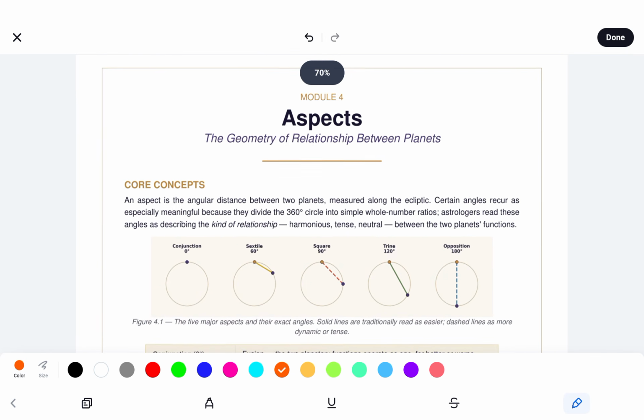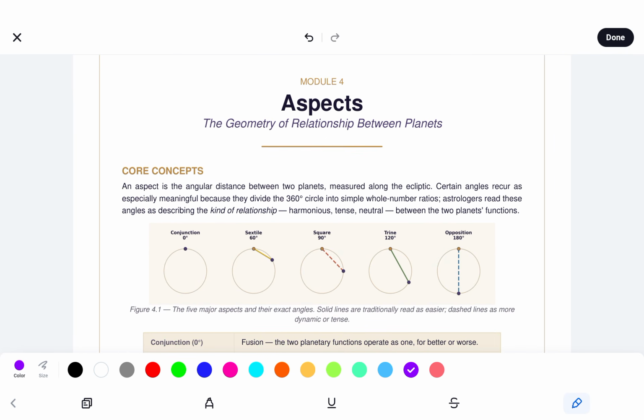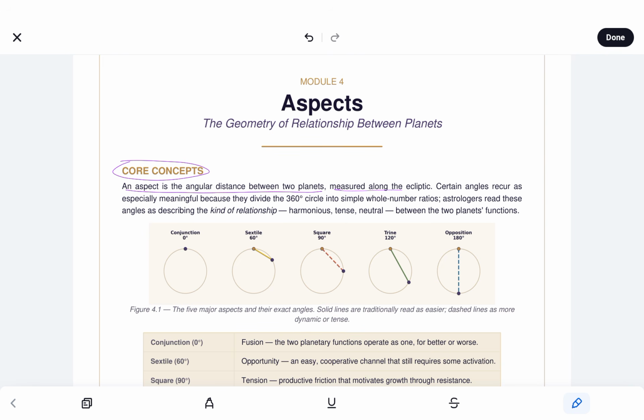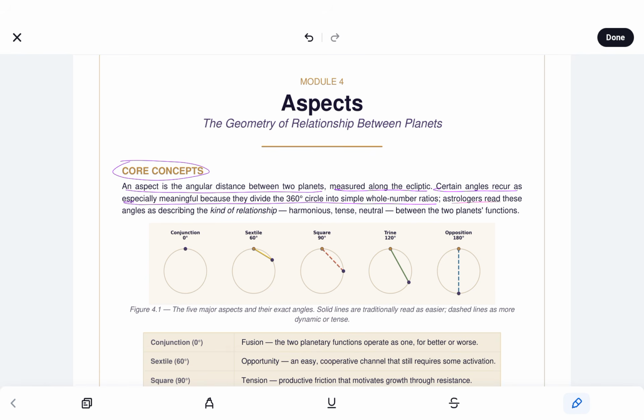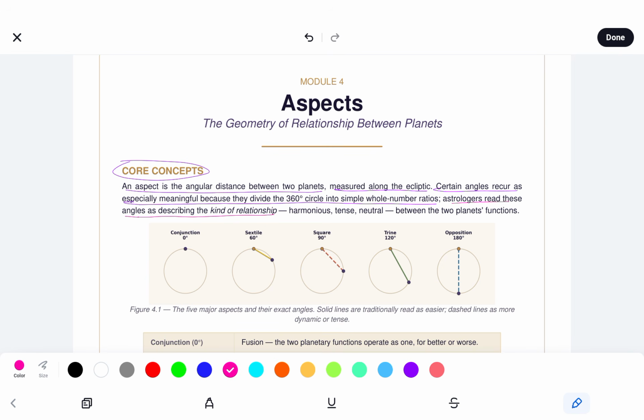Alright, on to aspects. We're looking at the geometry of relationship between planets. An aspect is the angular distance between 2 planets measured along the ecliptic. Certain angles recur as especially meaningful because they divide the 360-degree circle into simple whole number ratios. Astrologers read these angles as describing the kind of relationship, harmonious, tense, neutral, between the two planets' functions.